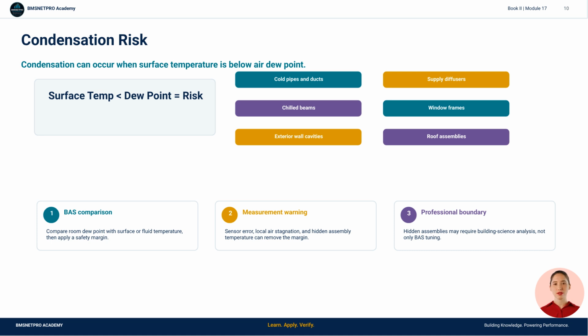Condensation risk is one of the most practical places where BAS data supports building science. If a surface temperature is below the adjacent air dew point, condensation can occur. The BAS may compare room dew point to a chilled pipe, radiant surface, chilled beam, duct, or window frame, but the margin must account for sensor accuracy, location, air movement, and hidden surface conditions. A 2-degree margin may not be enough.